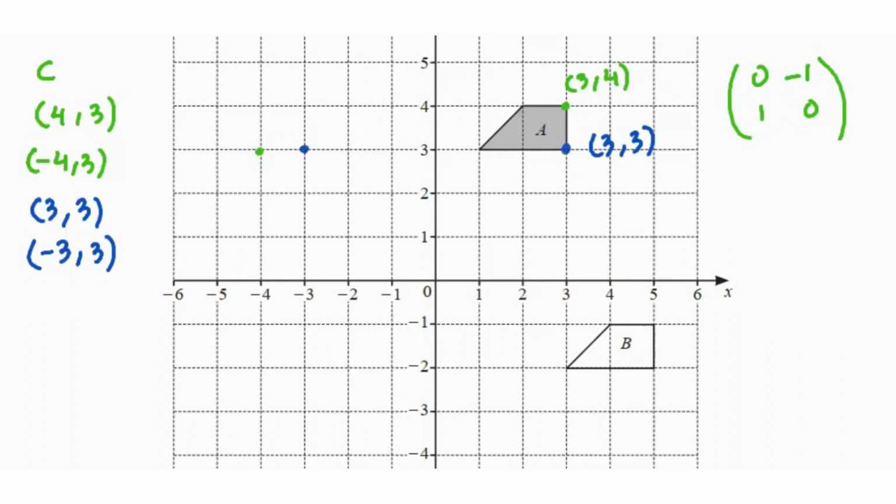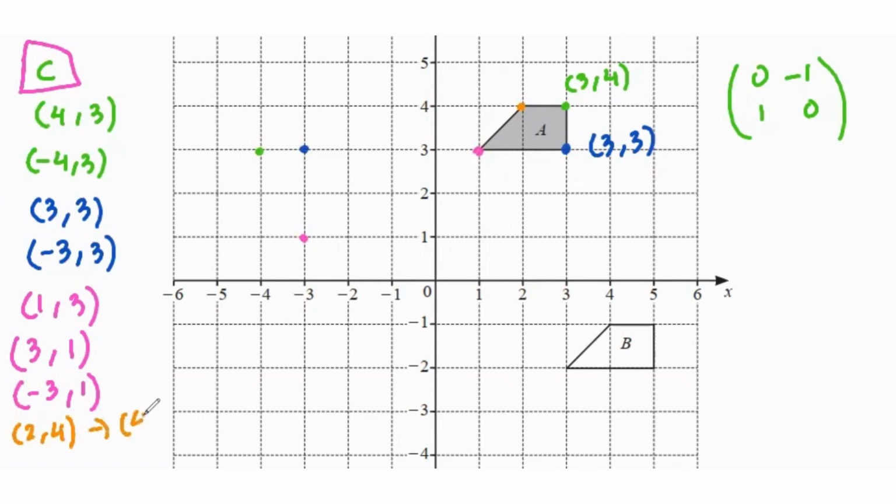Then next what we have is 1, 3. So for 1, 3, we swap it. So that's going to be 3, 1. And then we make it negative. So -3 and 1. So -3 and 1, that's going to be over here. So for C. And lastly, 2, 4. So 2, 4 becomes 4, 2. And then it becomes -4, 2. So -4 and 2, that is over here.